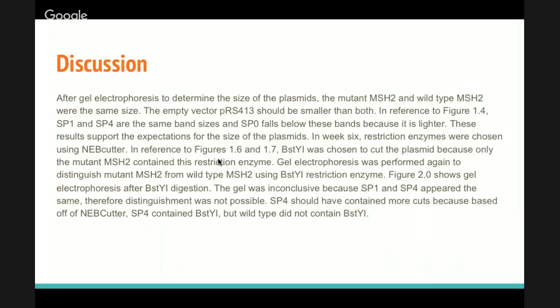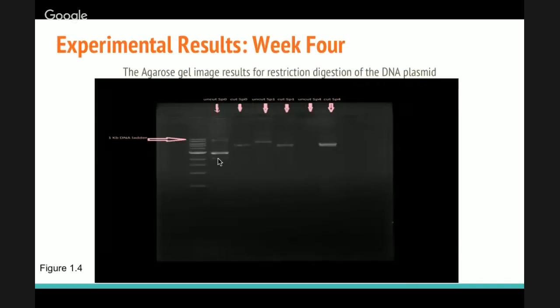So in summary, the whole point of weeks 3 through 6 was to be able to distinguish between the mutant PMSH2 and the wild type. Because they have the same amount of base pairs, we expected them to run the same in the gel electrophoresis, and we expected the empty vector to be a little smaller. Those were expected, and they were based off of figure 1.4, which was our first gel. I can go back to it. This is true. They're about the same size, and this is the empty vector because it comes lower, it's lighter than the mutant and wild type.